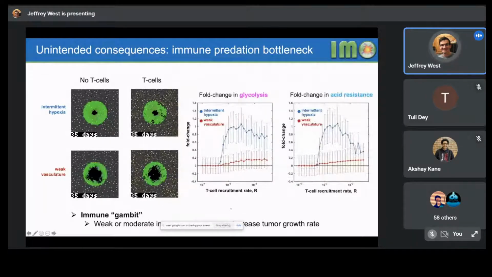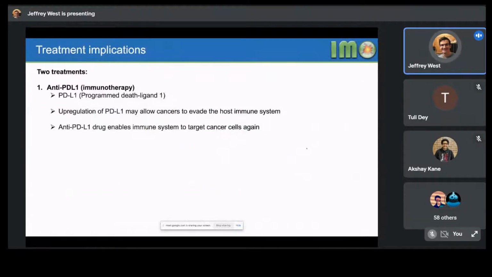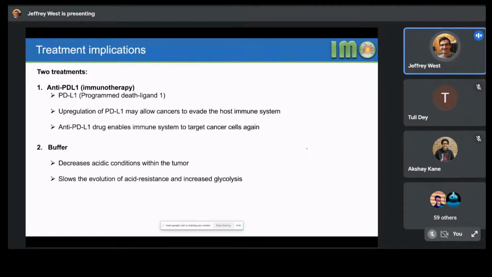This is just to show that the phenotypes are also being selected for here. So that was looking at the growth rate. This is looking at the reason behind that, which is our aggressive phenotypes. Okay, so in the last few slides, I'm just going to look at some quick treatment implications. And we have two treatments here: anti-PD-L1, which is an immunotherapy, and buffer, which targets acidic conditions in the tumor.